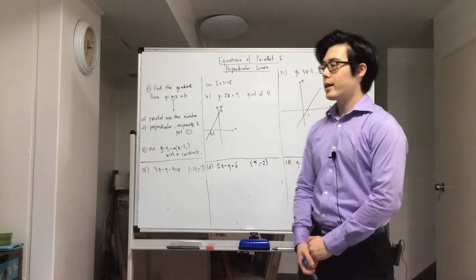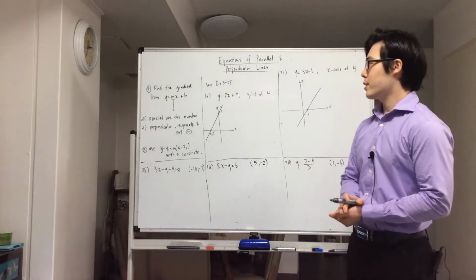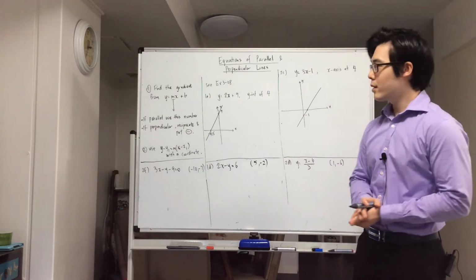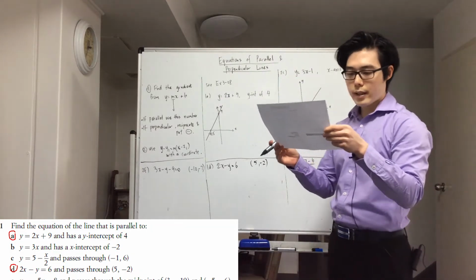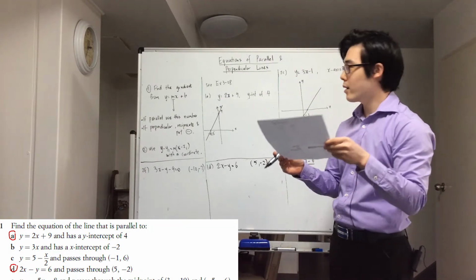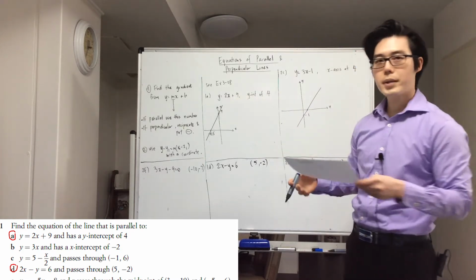Hi girls. So today we want to learn how to find the equation of another line if you're given a certain line. Okay, so let's just get straight into the question. It says find the equation of the line that is parallel to that and has a y-intercept of 4. So let me explain what that means.